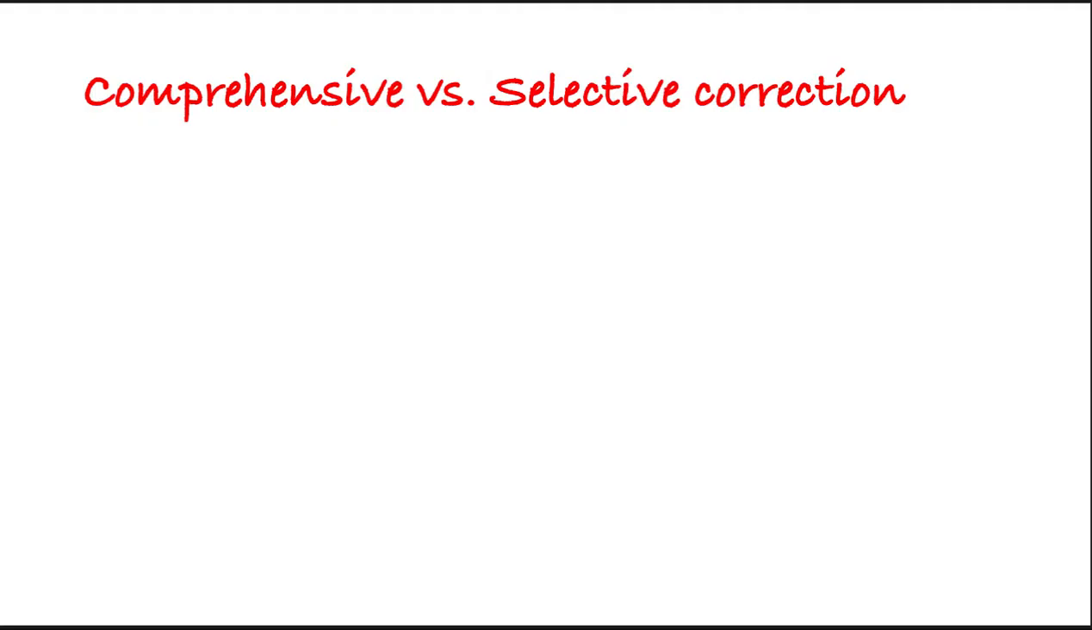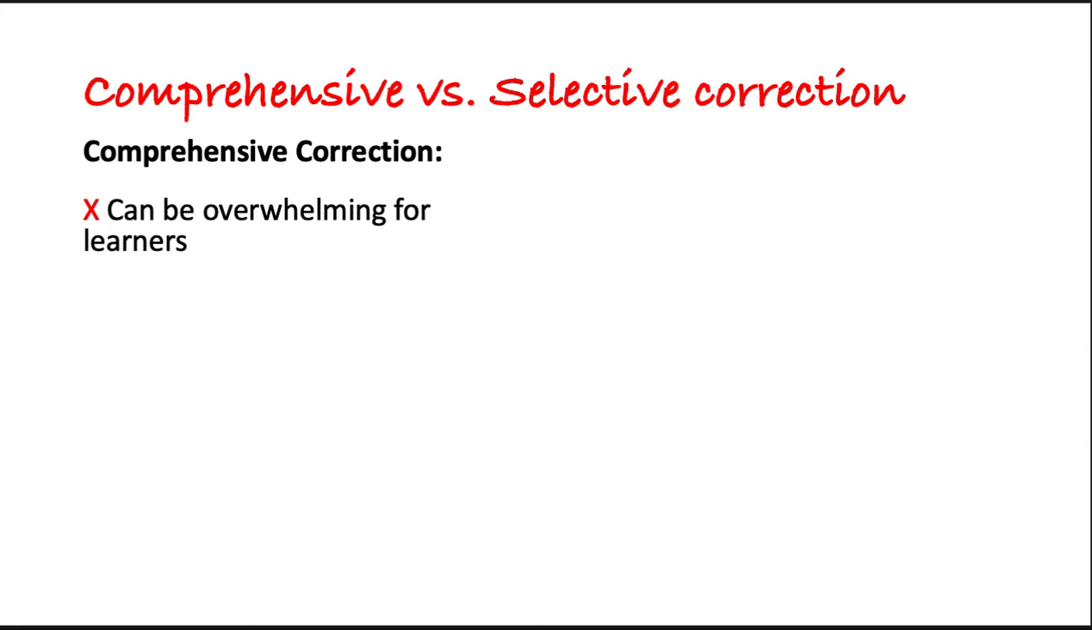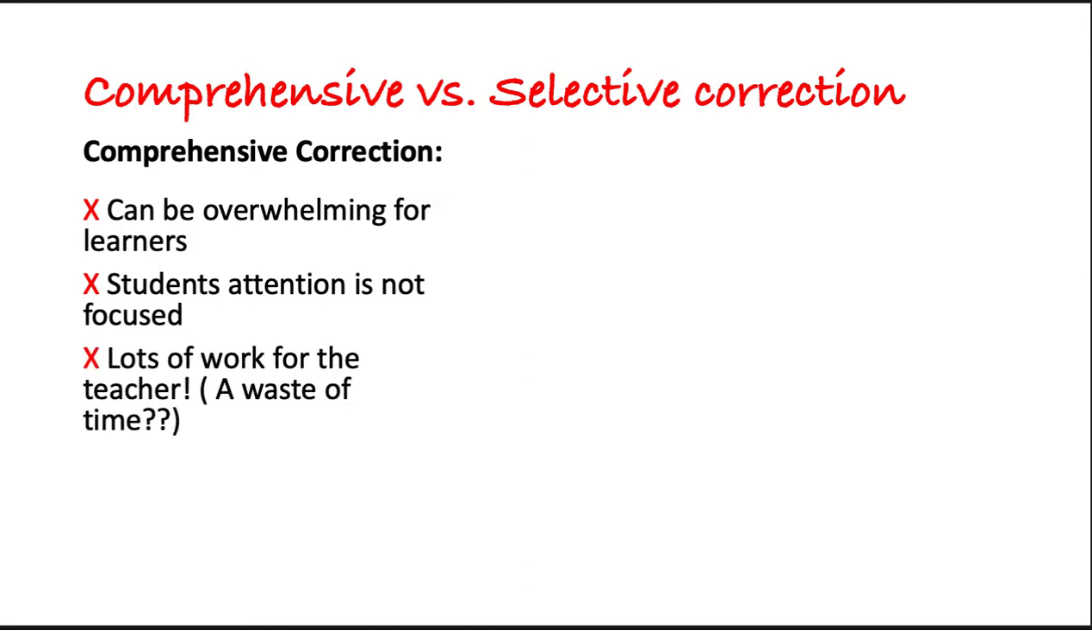Let's take a look at some of the problems that comprehensive correction can cause. First, as you just saw, it can be overwhelming for learners. Then, of course, the student's attention is really not focused on one mistake, it's focused on the 70 different mistakes that were made. Finally, it is a lot of work for the teacher, and it can be a waste of time if the student is so discouraged that they don't bother to correct anything at all.